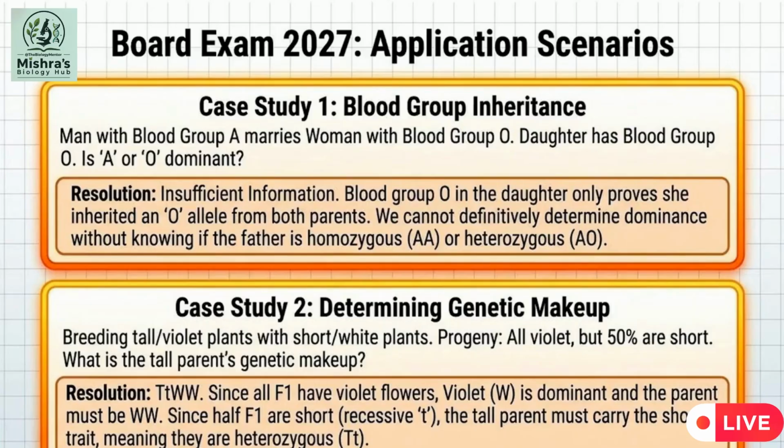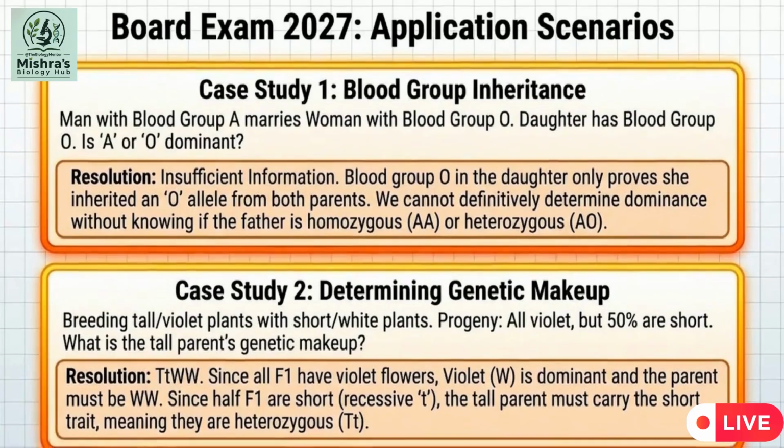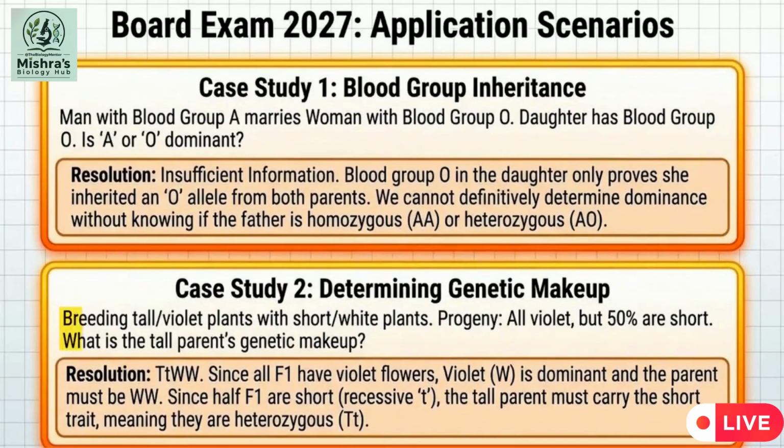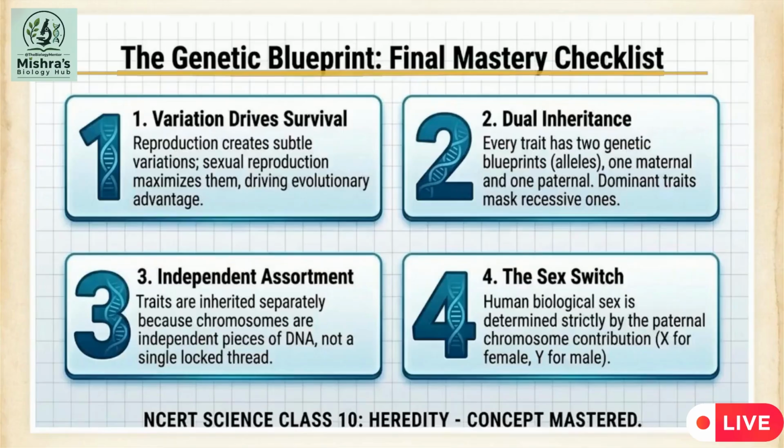The bottom scenario demonstrates how we can solve that. If a tall violet plant and a short white plant produce offspring that are all violet but 50% short, we can work backward. The 50% short progeny tells us the tall parent must be carrying a hidden recessive gene for shortness. This final mastery checklist boils the entire biological system down to 4 pillars.